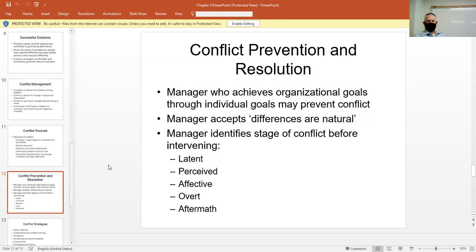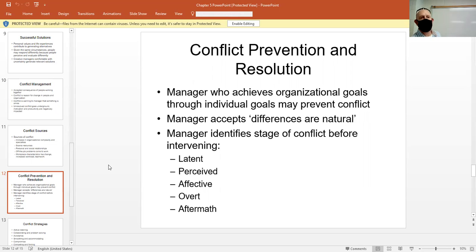You're gonna identify stages of conflict before intervening. They're listed in here. Here's one where I'm gonna give y'all a reading assignment. Read these things and understand them. These are the kind of things that are on the test. Latent, perceived, affective, overt, and aftermath. These are the stages of conflict, and you have to make a decision on when to intervene.